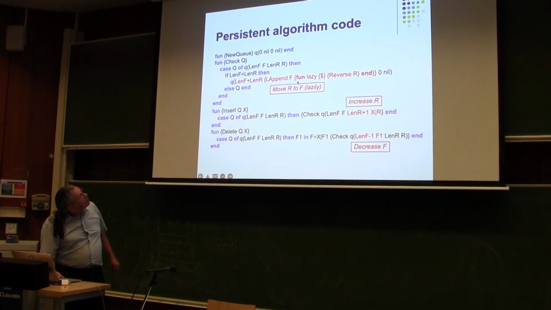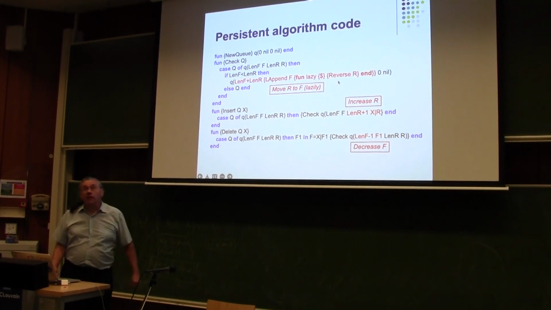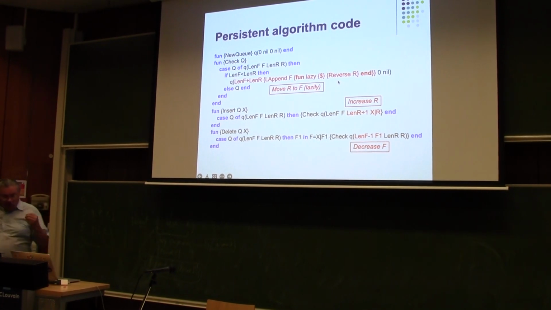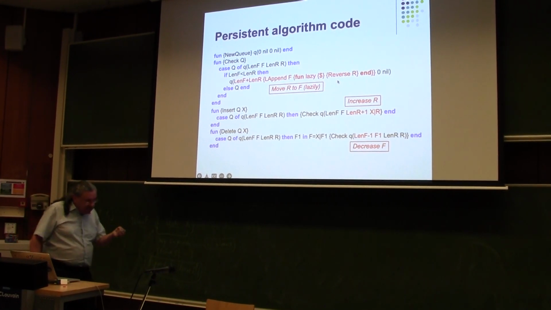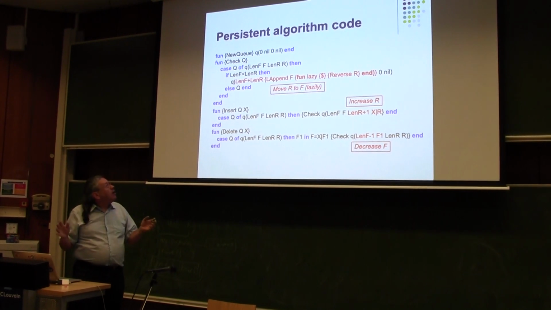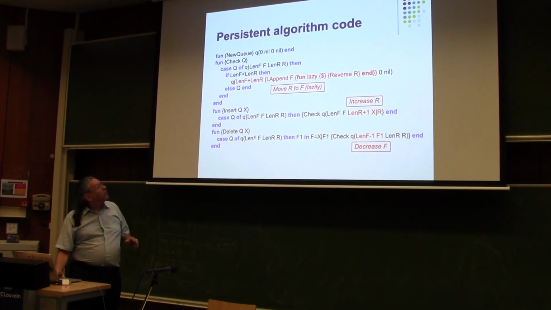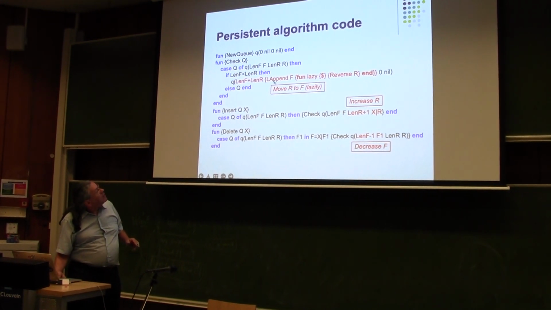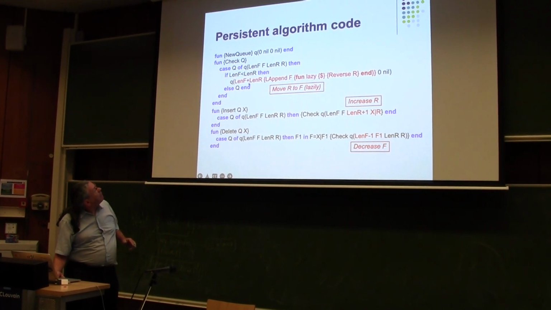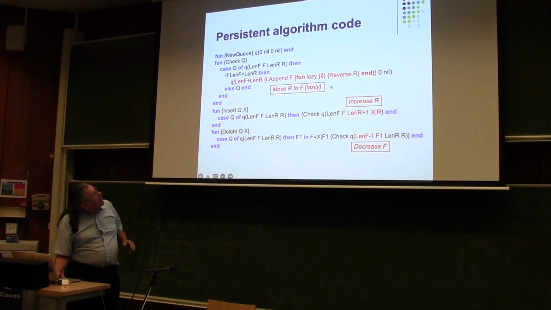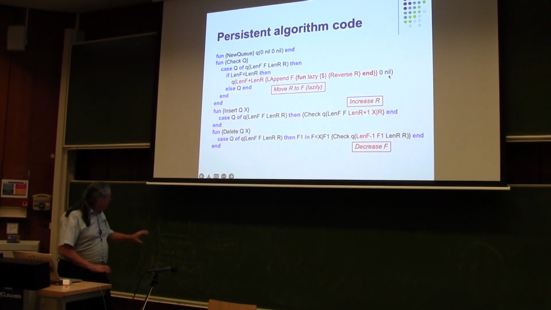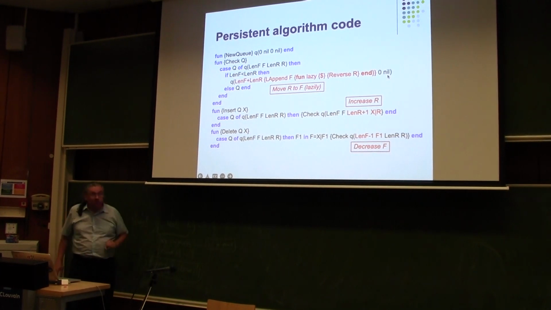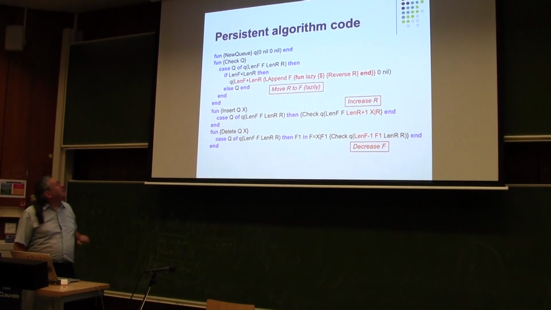I put it in a lazy suspension. It means that doing the reverse will be lazy. Once I do it, I do the whole thing, but I can delay doing the reverse. So the reverse is in a lazy suspension. And the length of F will be length F plus length R, and the new R will have length 0. So I'm moving all the elements from R to F, but I'm doing it lazily.